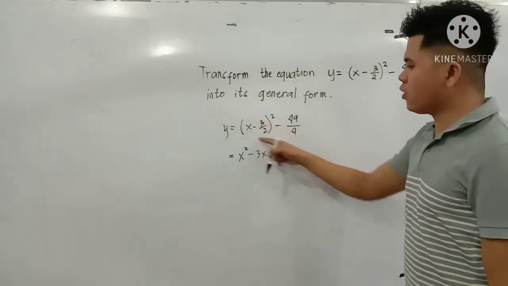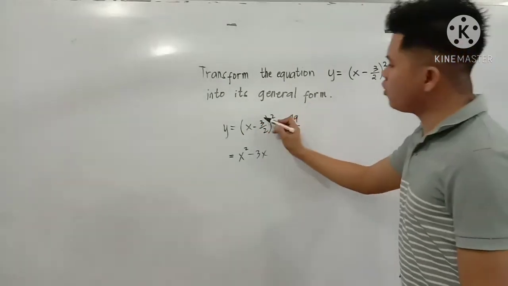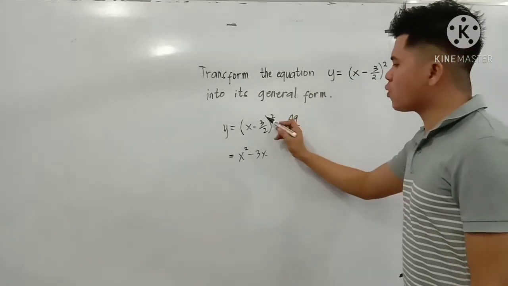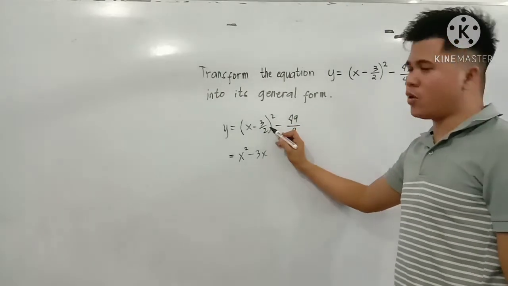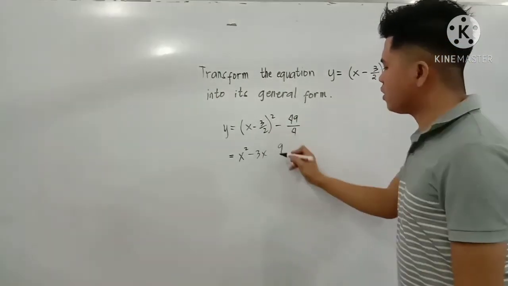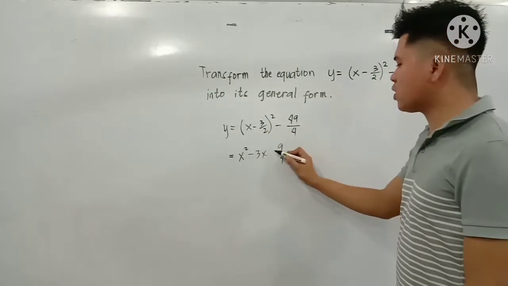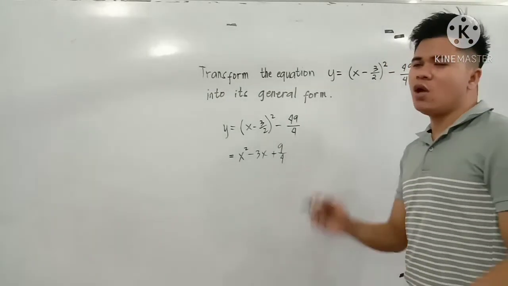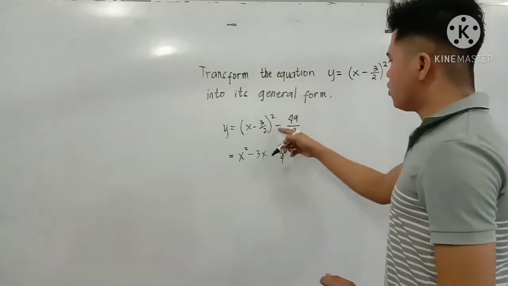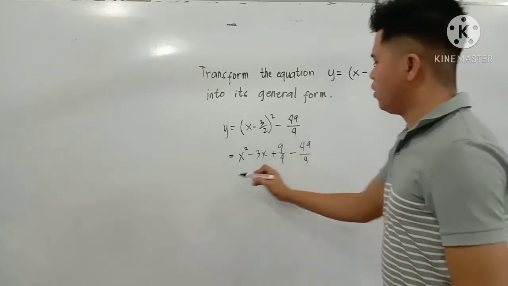So, square this one. Negative 3 over 2 squared is simply, you square the middle term. Simply, you square the numerator and the denominator. So, the square of 3 is simply 9 and the square of 2 is simply 4. Then the square of negative is always positive. Okay? If we are squaring a number, the result is always positive. Then just copy this one, negative 49 over 4.